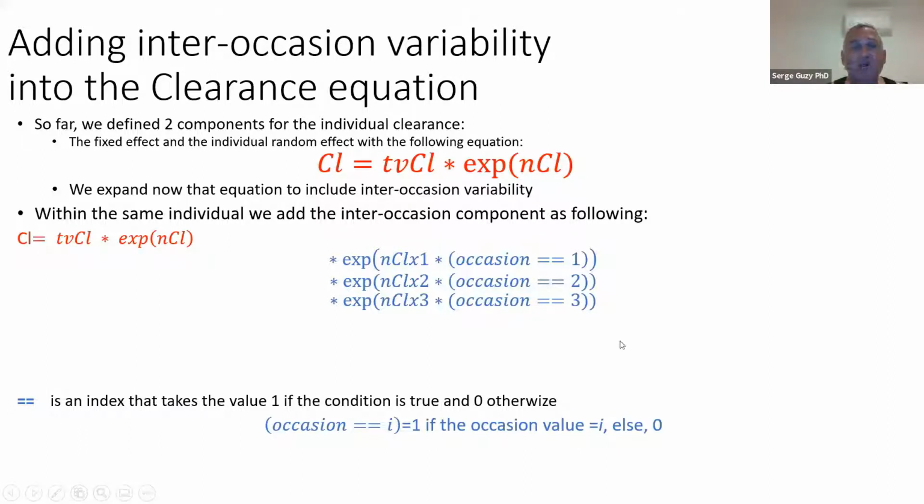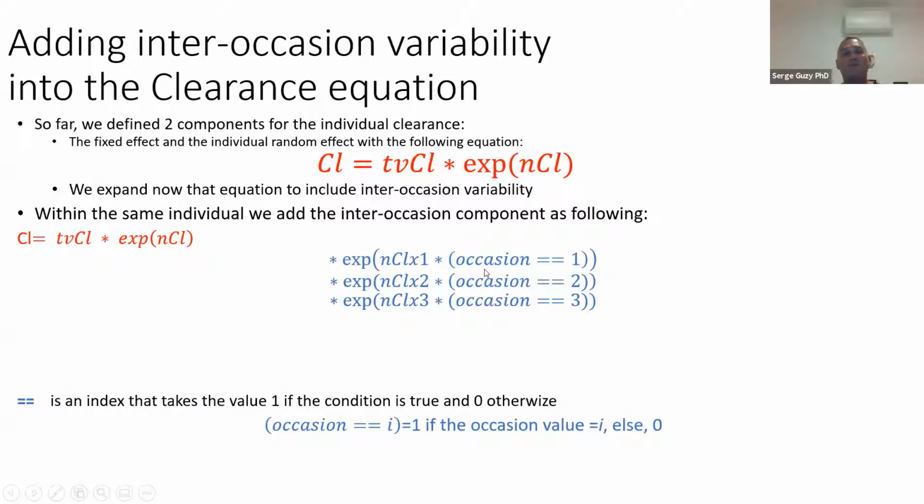Let me give you an example. Suppose that TVCL equals 5. Let's say that's the mean. And suppose that NCL equals 0 just for simplicity. Then basically, from occasion to occasion, the clearance will fluctuate around 5. Now, if NCLX1 equals minus 0.1 on occasion 1, that's why I'm putting occasion equal 1, which is called an index that takes the value of 1 if the occasion value equals 1. Then on the first occasion, on the first week, for example, this is equal to 1, but this is equal to 0, and 0 doesn't count because exponent 0 is 1.